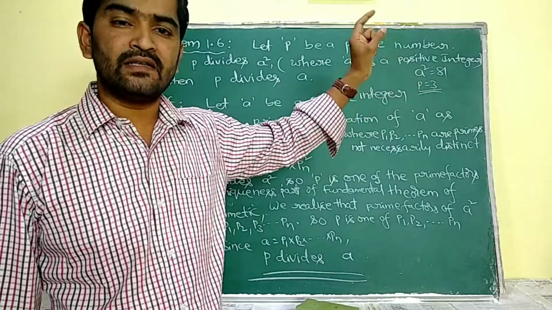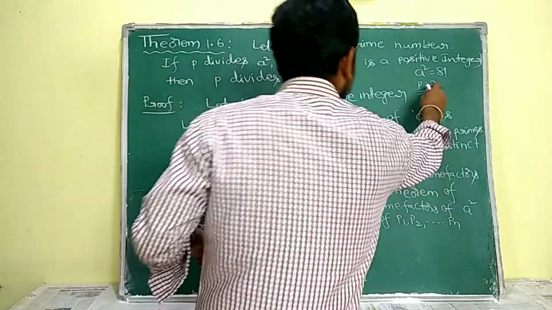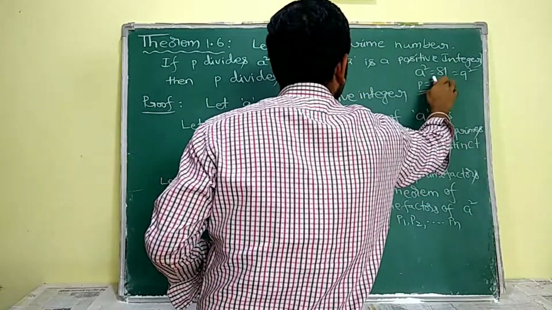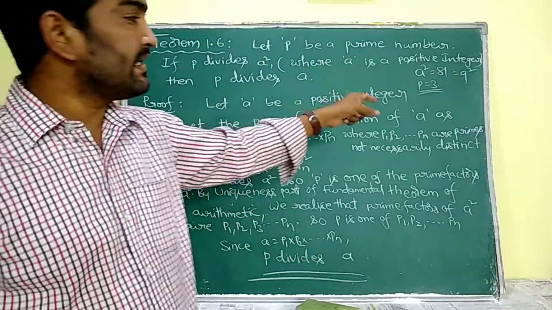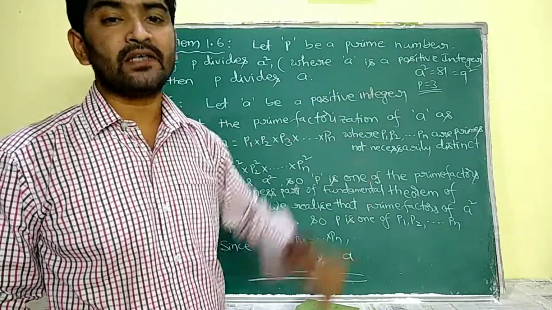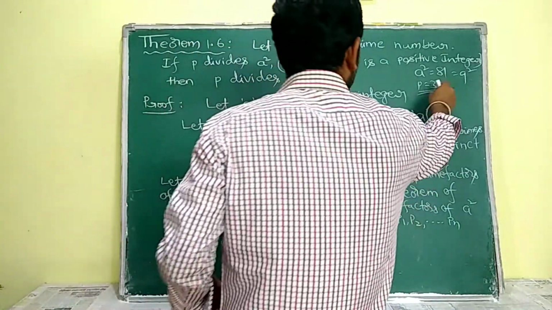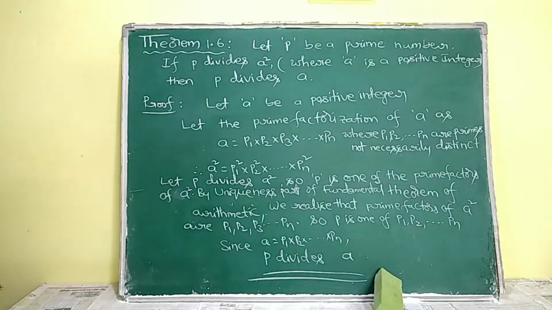Yes, it divides exactly. So definitely, according to the theorem, this p must divide that 9 also. Why? Because a square is equal to 81, which means 9 square. If the prime number 3 divides 9 square, then that same prime number 3 must also divide the number 9. That is why, see, once it is going to divide or not, check it. So this 3 divides 9 also.